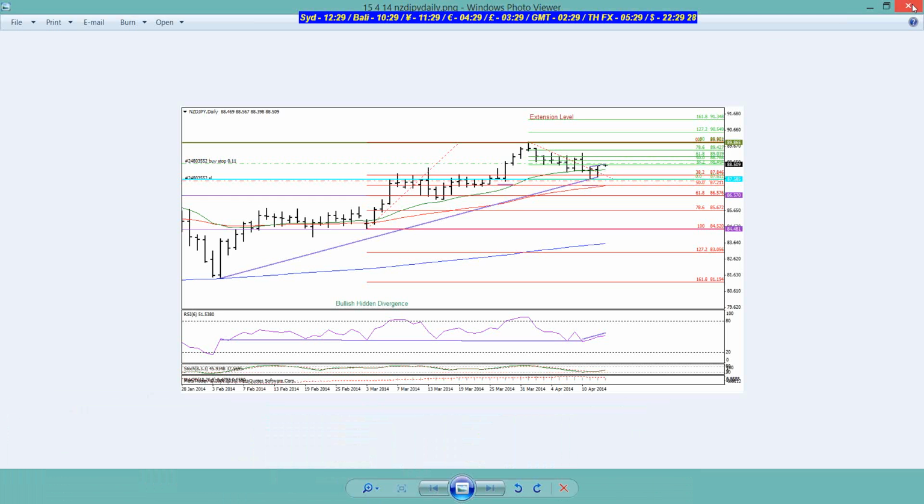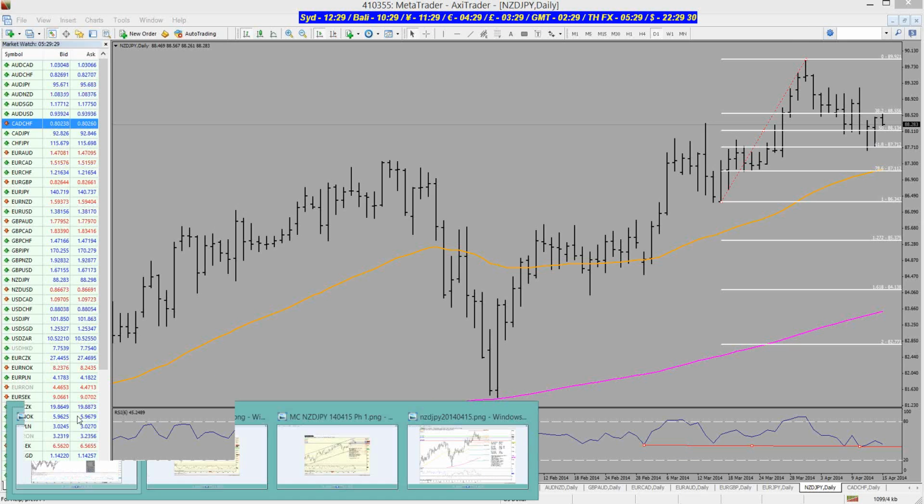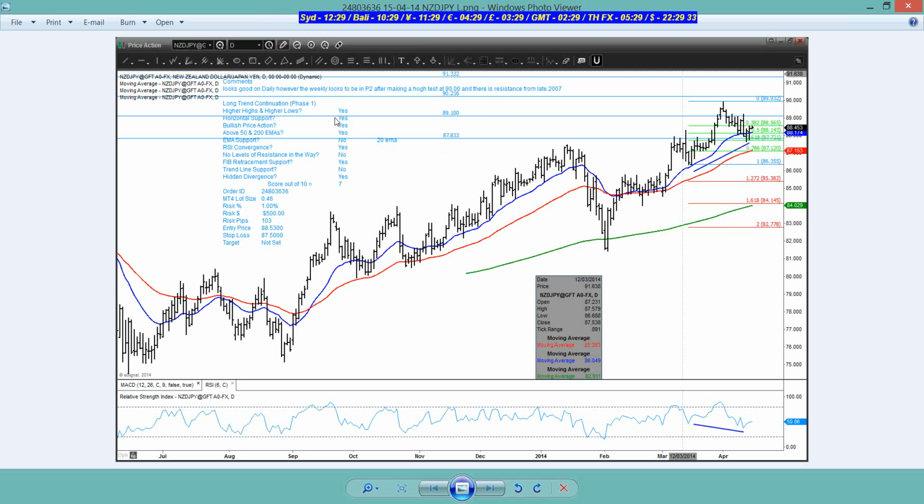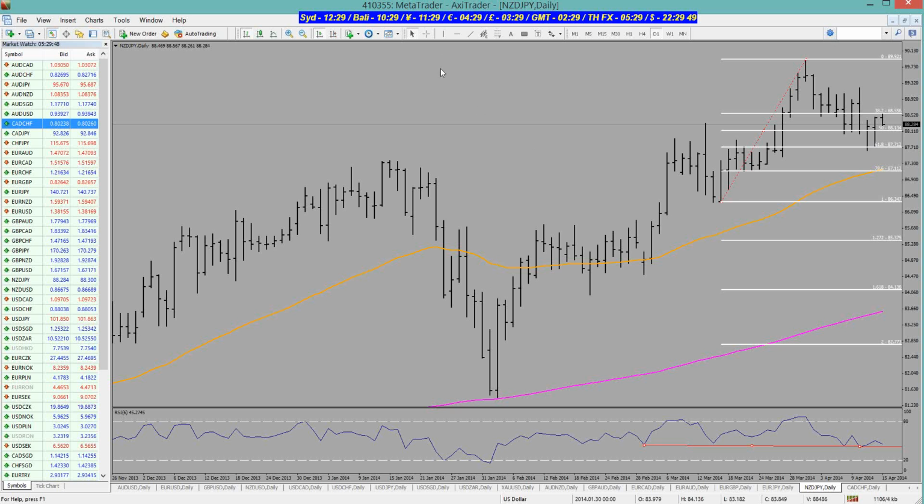Right. Kiwi yen. You're doing your fib from there. That's good. Bearish divergence, yes. Horizontal support. Well, you could go off this top here. I think that's pretty much nails where the.